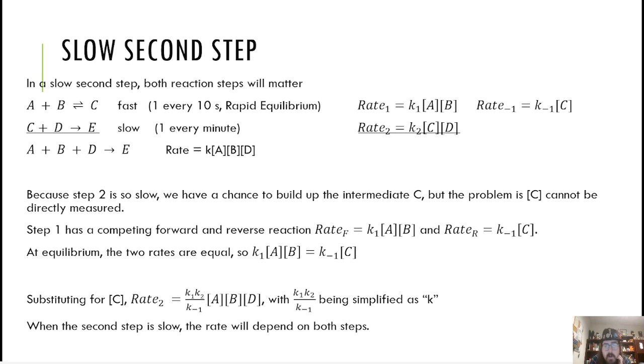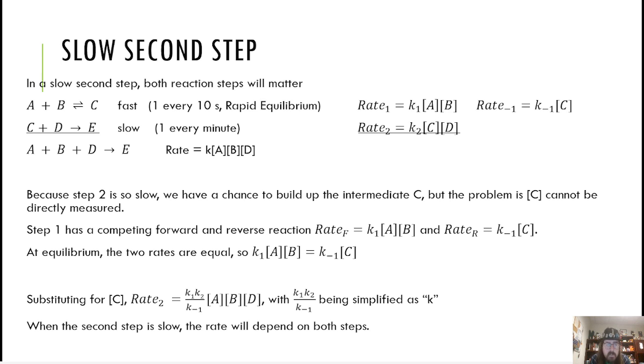It's a little trickier. Because the step 2 is slow, we have a chance to build up C, but C cannot be directly measured. Because we cannot directly measure C, we did not put C in there, we put A and B. So we have to find C in terms of their concentrations from A and B. So with that in mind, if this is equilibrium, we can set the two of them equal or related and substitute for C, and that's how we get A and B times D.